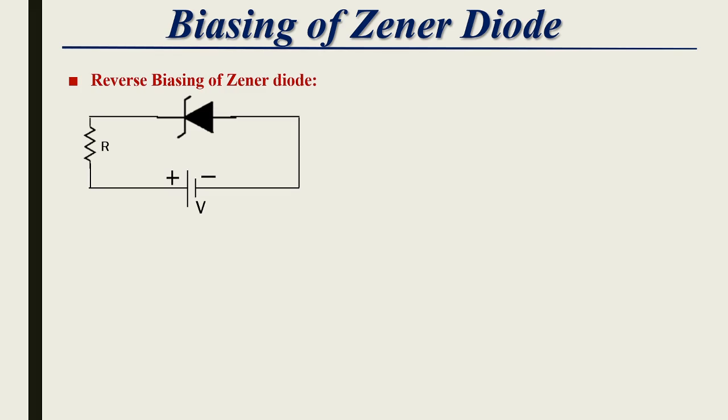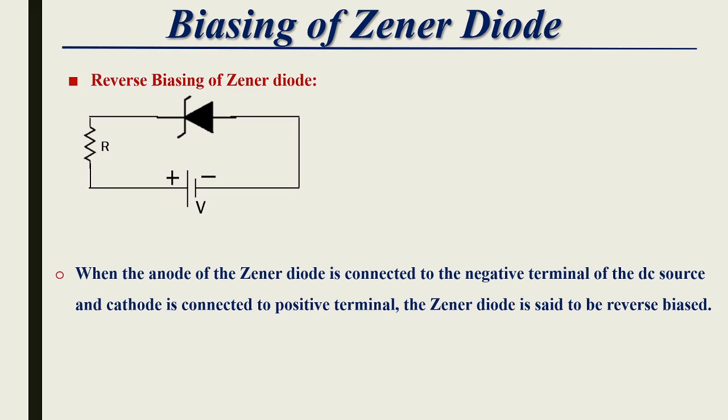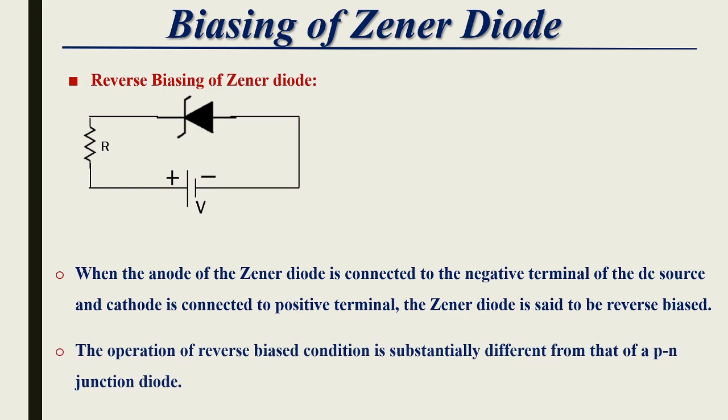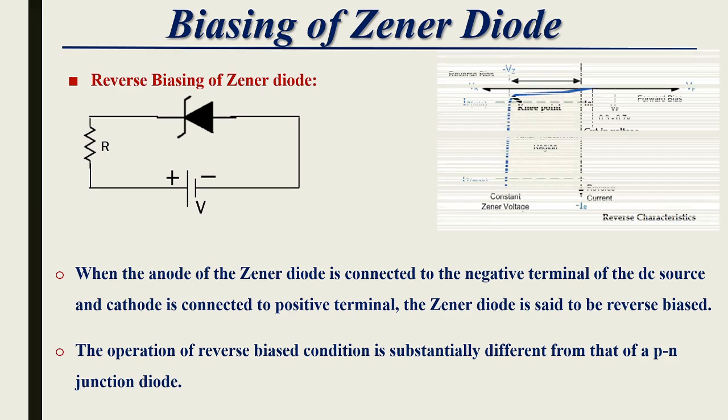Reverse biasing of a Zener diode. So here this schematic diagram shows the reverse biasing of the Zener diode. When the anode of the Zener diode is connected to the negative terminal of the DC source and cathode is connected to the positive terminal, the Zener diode is said to be reverse biased. The operation in reverse biased condition is substantially different from that of a PN junction diode.